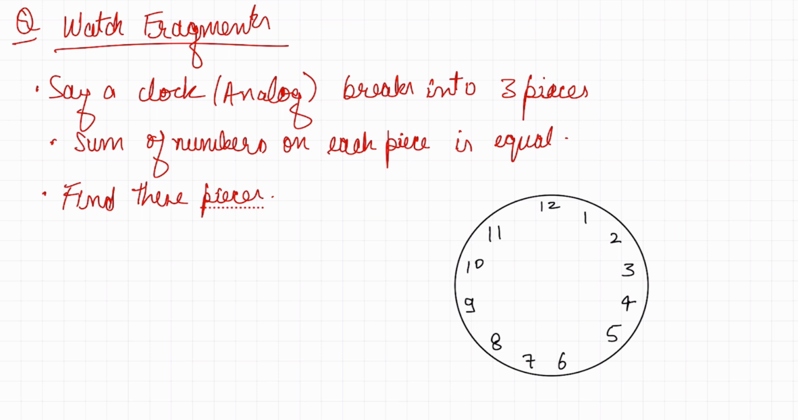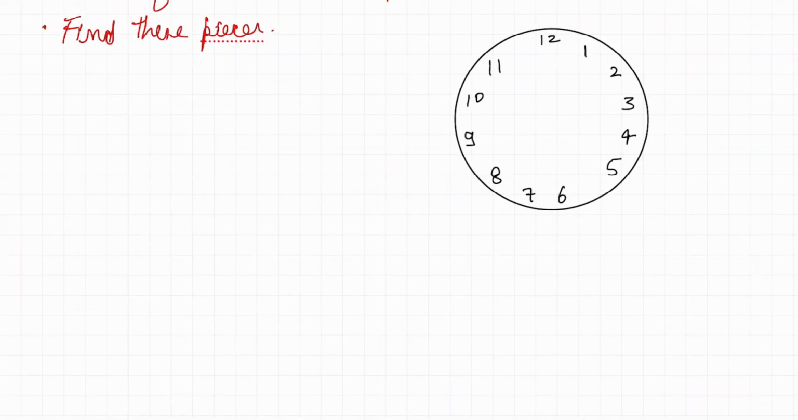But one interesting thing we can naturally compute is the sum of all these numbers, and we have to split it into three because we have three pieces, and the sum of the numbers on these three pieces is equal. Let me explain what I'm talking about.